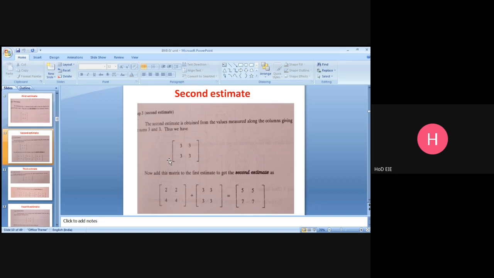What is the matrix you get in your first estimate? That is 2 comma 2, 4 comma 4. You have to add it with this 3 comma 3, 3 comma 3. If you add 2 plus 3 you get 5, and 4 plus 3 you get 7. So this is your estimated value. You are getting your second estimate.